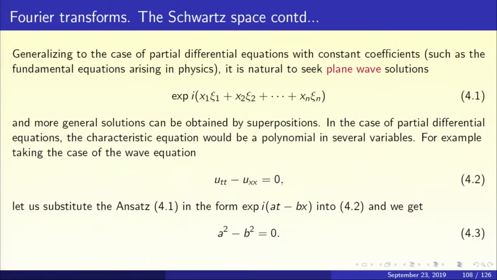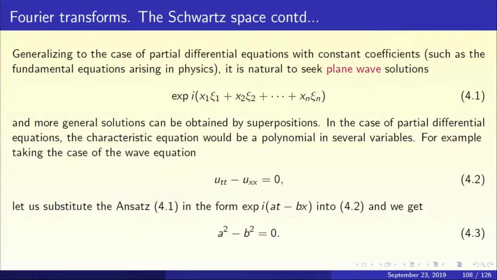The solution 4.1 is called a plane wave. It's called a monochromatic plane wave and the frequency vector is chi1, chi2, ..., chi-n. This should be familiar from physics, from wave propagation. So you're looking at equation 4.2, the wave equation, and you're feeding in exponential of i times (at minus bx) into 4.2. And what is the analog of the characteristic equation?